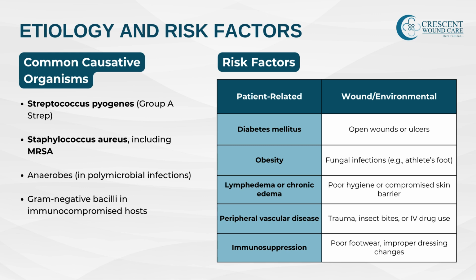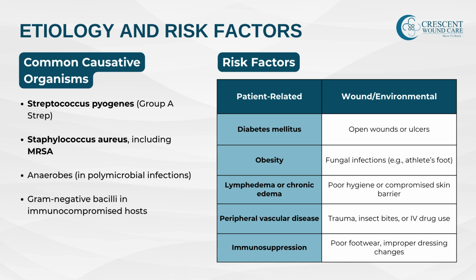Why do these infections happen, and who's at risk? Common pathogens: Group A Streptococcus, GAS, the most frequent culprit. Staphylococcus aureus, including MRSA, methicillin-resistant Staph aureus. In diabetic or immunocompromised patients, you may also encounter gram-negative rods and anaerobes, especially in polymicrobial infections like those in foot ulcers or surgical wounds.